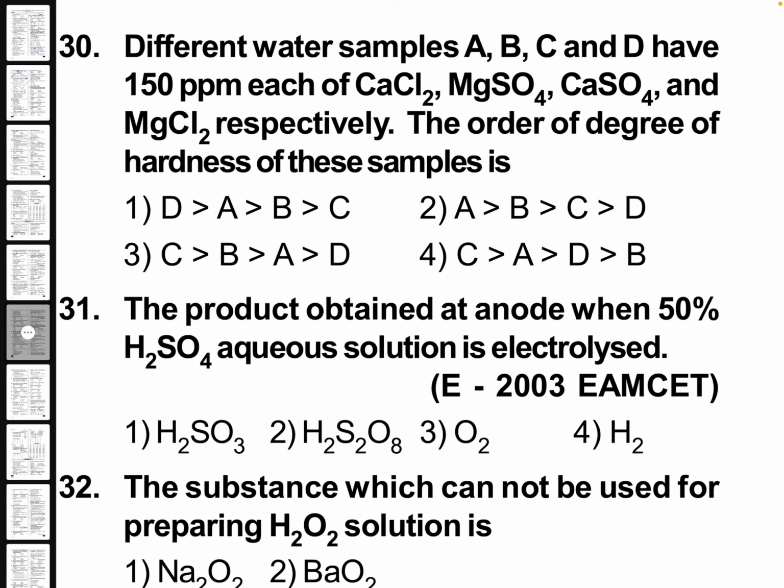Look at the molecular masses: CaCl2 111, MgSO4, CaSO4, MgCl2. Based on the molecular masses, you need to answer this question. 30th question. MgCl2 95, toughest. CaSO4 136, CaCl2 111. Okay, now. So least molecular mass with 150 ppm means that is more hard. D, A, B, C is the answer.